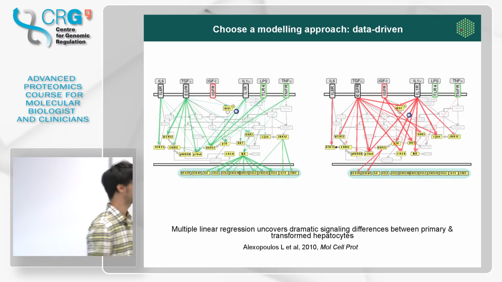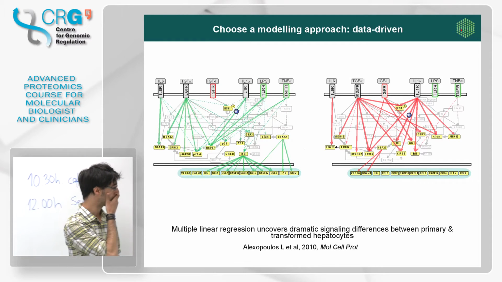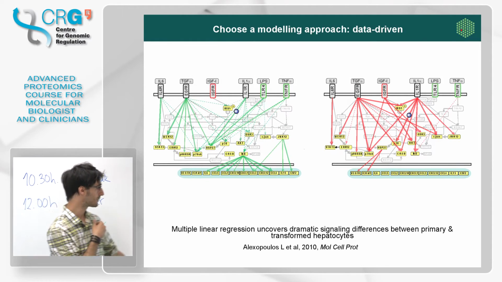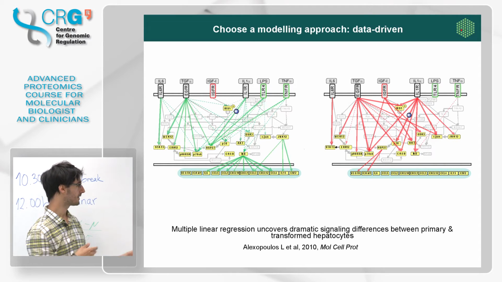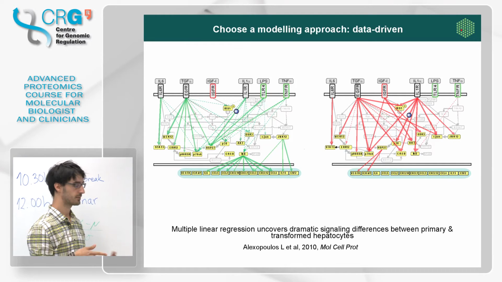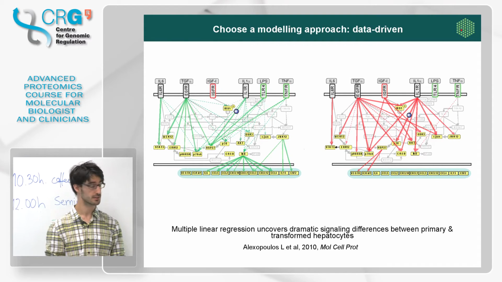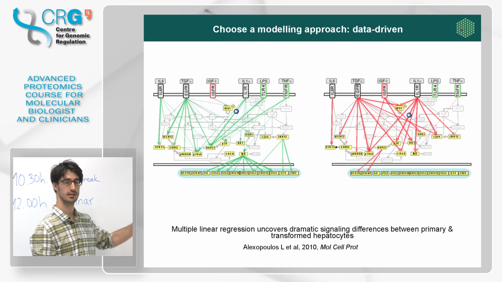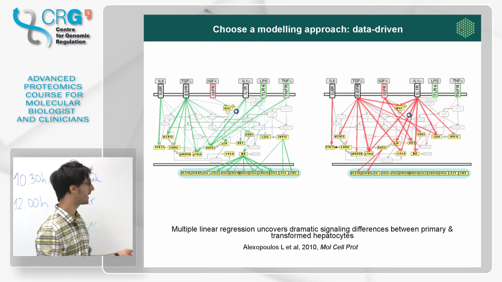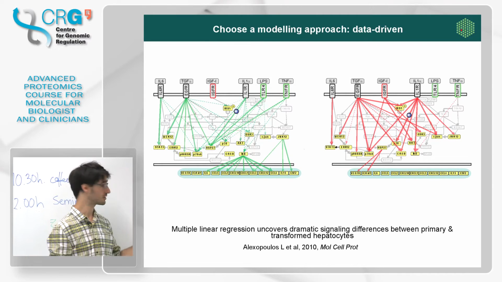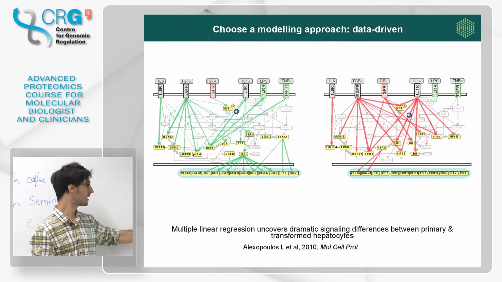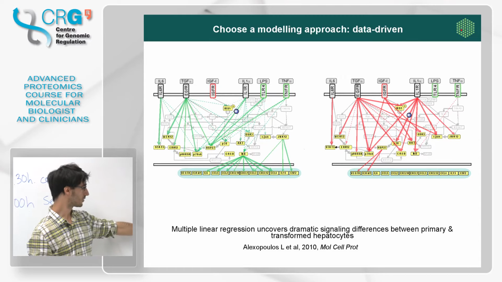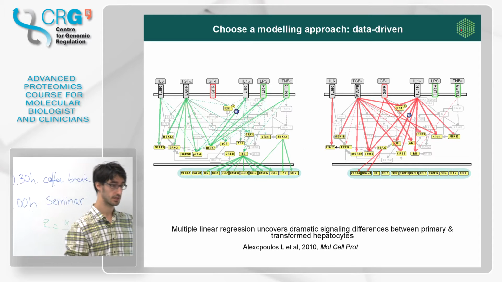Cool. Another approach that you can use is data-driven approaches, such as here multiple linear regression. In this paper, what they did was to try to understand what are the differences between primary and transformed hepatocytes. And so what they wanted to see is how signaling is different between both of them. And then they take phosphoproteomic measurements from these proteins that you see marked here. And then what they wanted to do is then regress this to cytokines secreted in the same cells.